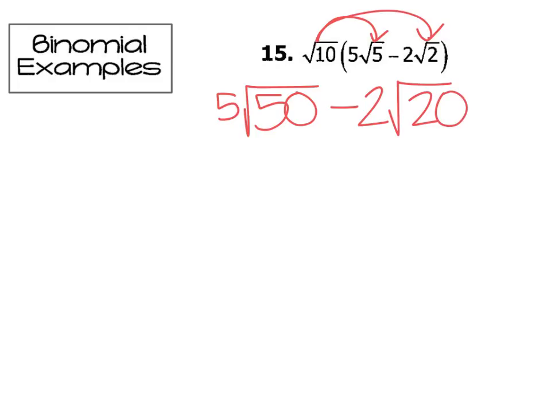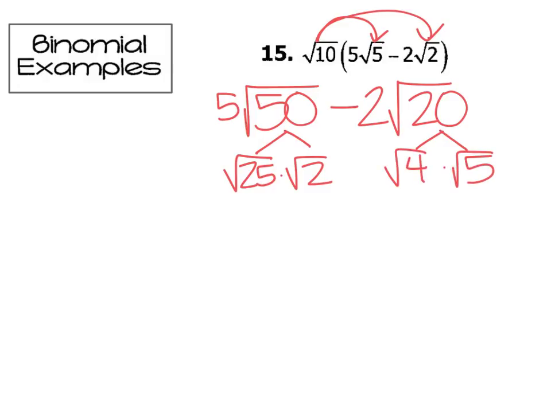Now, what we need to do is break down our radicals and simplify them before we try to subtract. So we want to break down square root of 50. Right off the bat, we know 25 times 2. We know 25 is a perfect square. And 20, we can break that down to 4 times 5. Then we want to rewrite our terms.